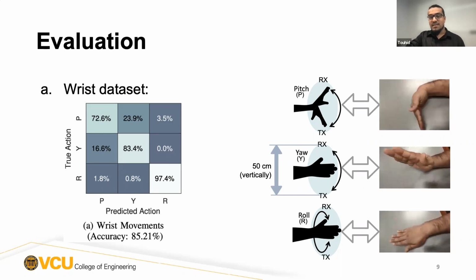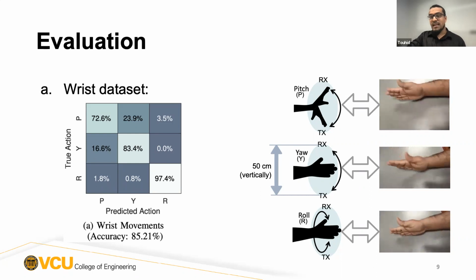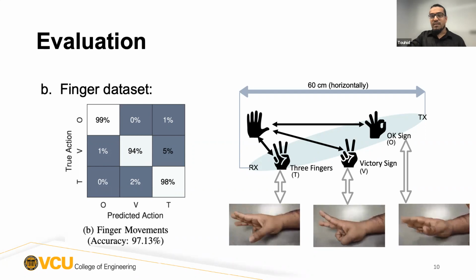But the rolling actions provide the signals a broader view of the palm to make recognizing this motion more accurately. Overall, we have achieved 85.1% accuracy in classifying these three actions. Classification of the three finger movements, as shown in the GIFs on the bottom right side, is found to be even more successful. The accuracy in this case is 97.13%.